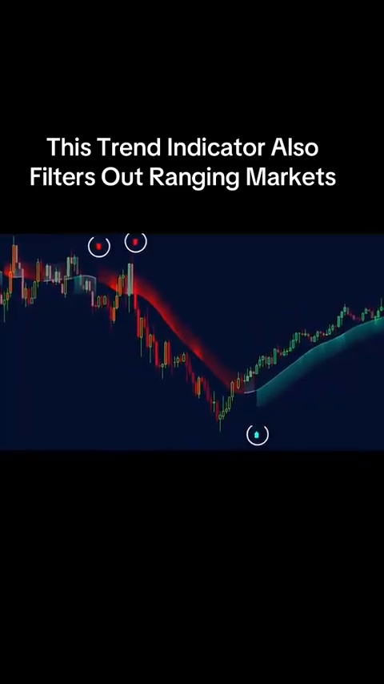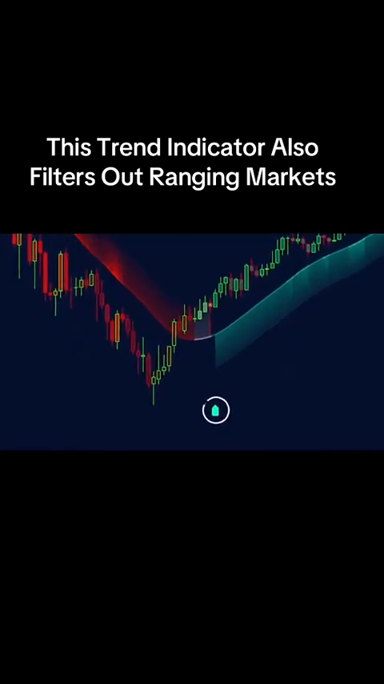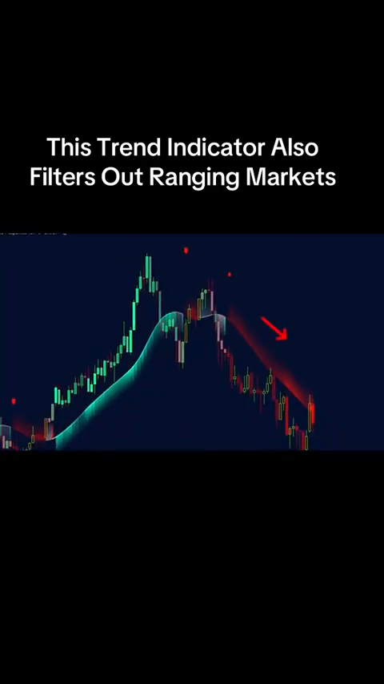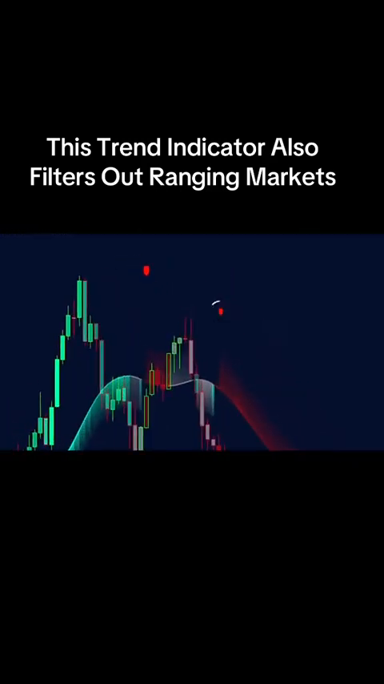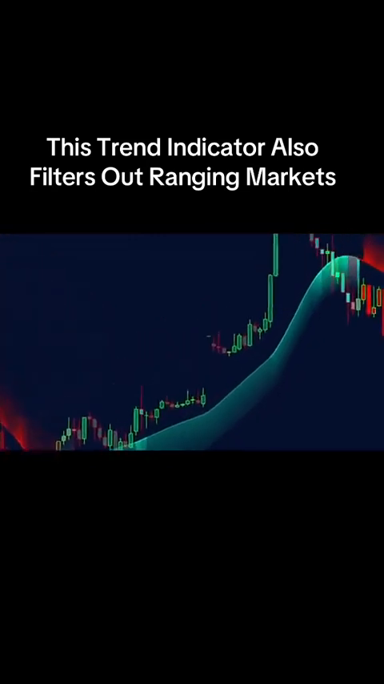Notice these up and down arrows? These arrows mark the exact moments where the trend shifts. A green arrow shows the shift from bearish to bullish, while a red arrow shows the shift from bullish to bearish. See these smaller arrows appearing within trends? They're called the mid-trend signals. They show potential entry points during pullbacks when price touches the Gaussian band and then continues in the trend direction.